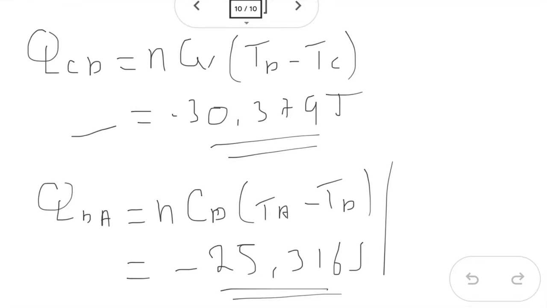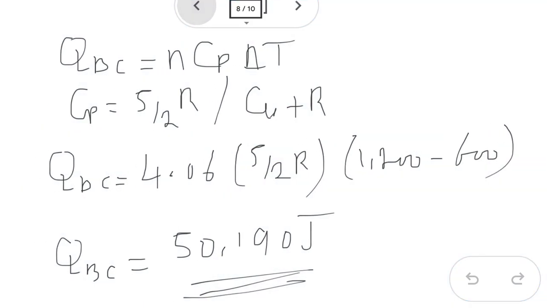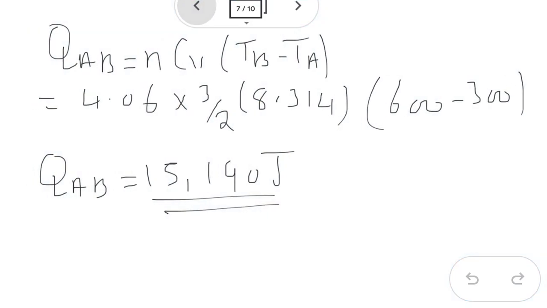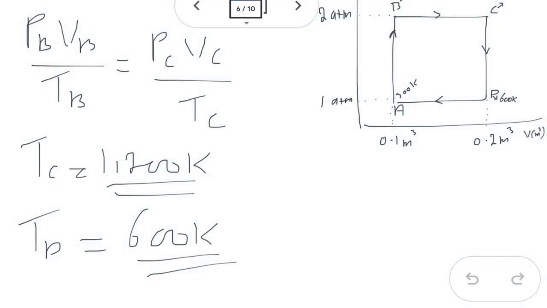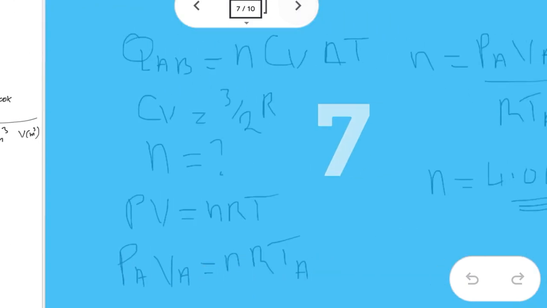All right, so let us continue with the question. We have found the heat inputs and outputs for the processes AB, BC, CD, and DA. The values were obtained in the previous video, and I'm just going to take you through a bit. Because you have the video, for you it's just going to be a continuation.